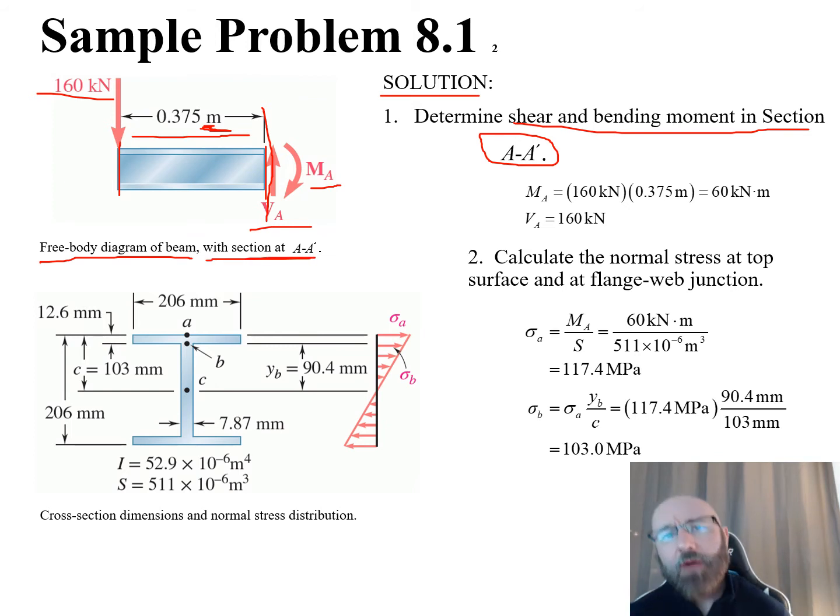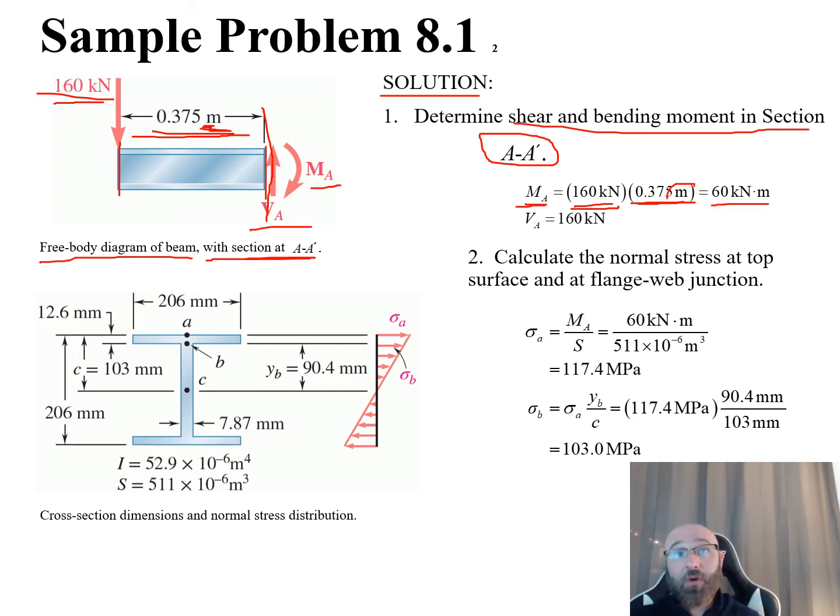So from our free body diagram, we can do out our equilibrium equations. Let's take a look at our moments first. The summation of moments is equal to 0 in equilibrium. So let's take the summation of moments about A. We're going to have our moment here at A as being one of our moments. The other moment about A is going to be our force here, 160 kilonewtons, times our perpendicular distance of 0.375. From that, we can solve for our M sub A, and we can see that M sub A is equal to 160 kilonewtons times 0.375 meters, which is 60 kilonewton meters.